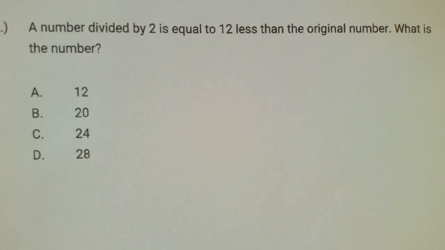A number divided by 2 is equal to 12 less than the original number. What is the number? Is it A, 12, B, 20, C, 24, or D, 28?